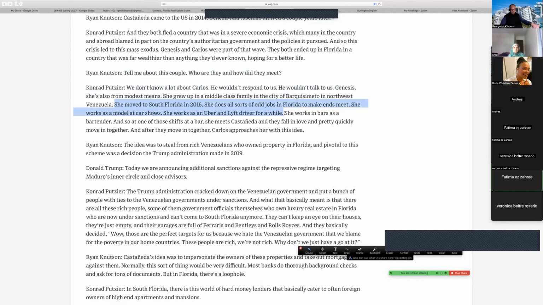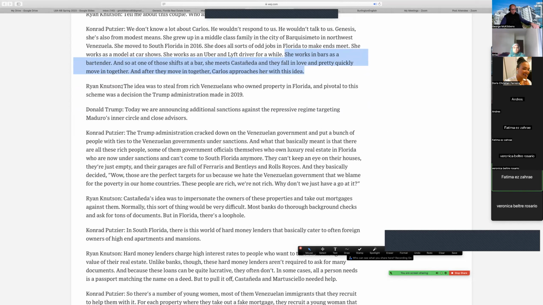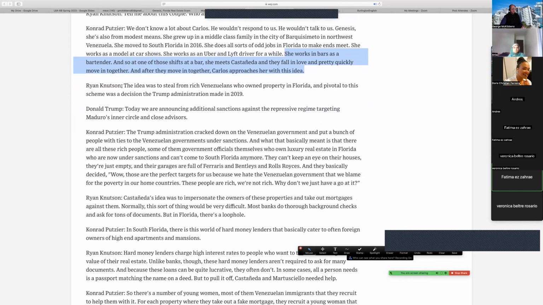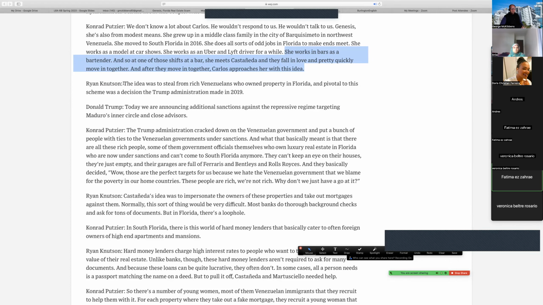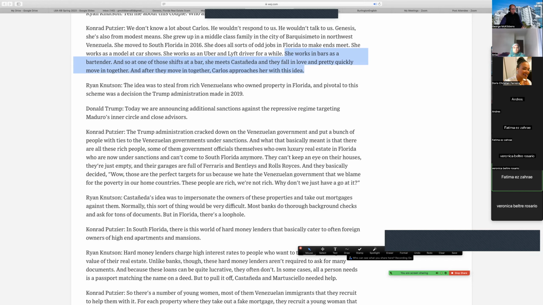She works as a model at car shows. She works as an Uber and Lyft driver for a while. She works in bars as a bartender. And so at one of those shifts at a bar, she meets Castañeda. And they fall in love and pretty quickly move in together. And after they move in together, Carlos approaches her with this idea. The idea was to steal from rich Venezuelans who owned property in Florida.